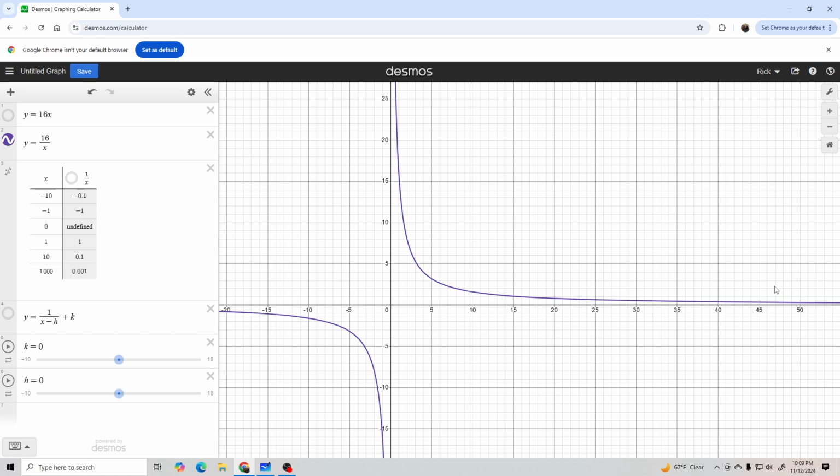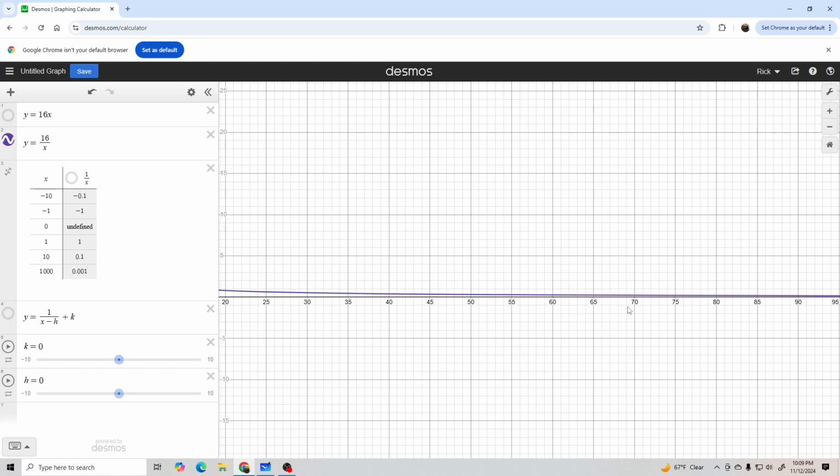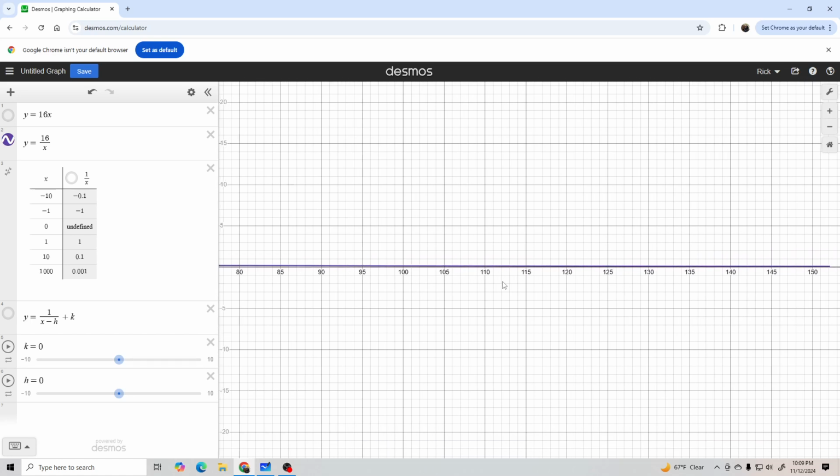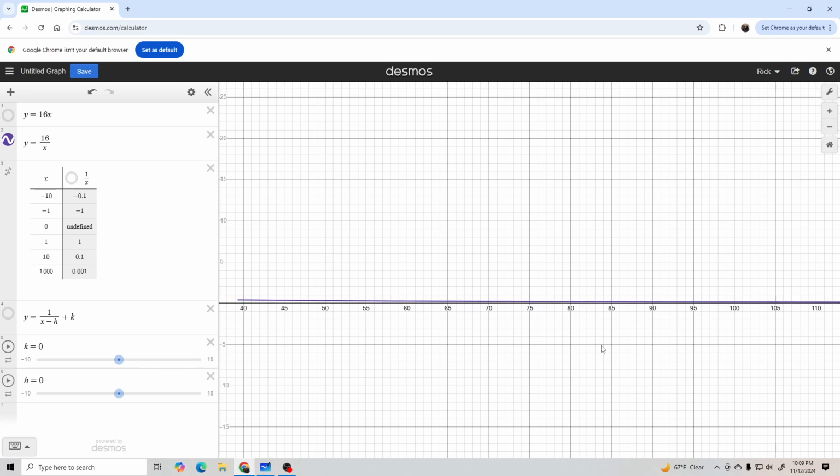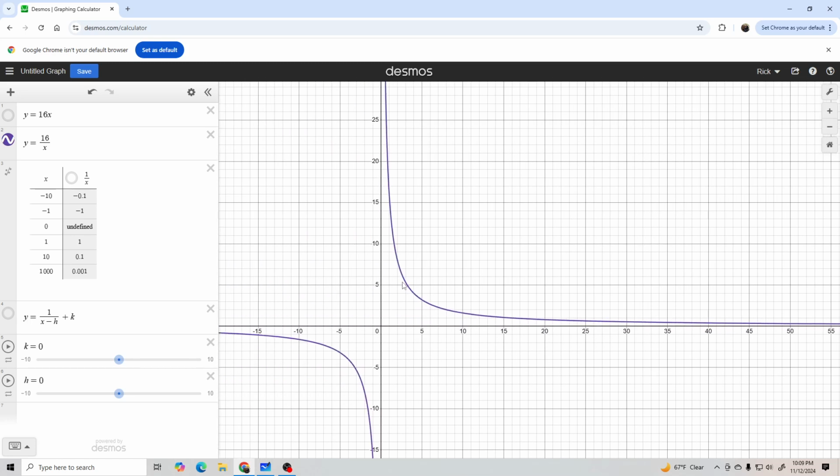Well, let's look. As x gets really big, getting into the 80s, 90s, x is getting huge. What's y doing? y is getting closer and closer to 0. So this is exactly what it should be: as our x's get bigger, our y's get smaller, and as our x's get smaller and smaller, y gets huge. And of course, it'll never touch 0 because it can't.